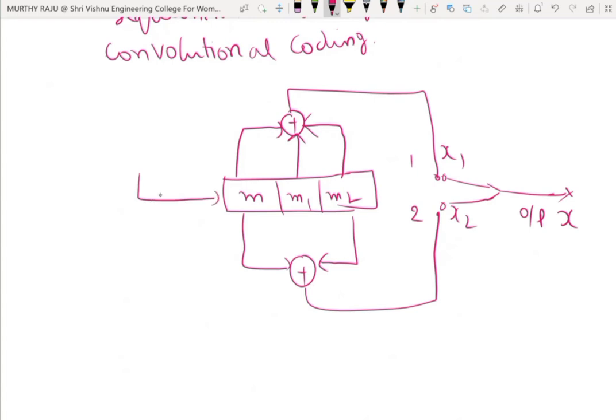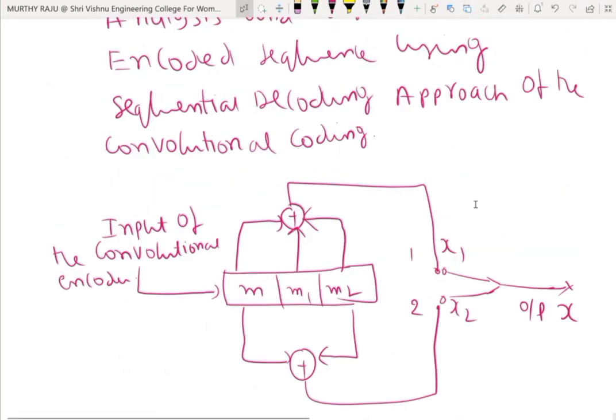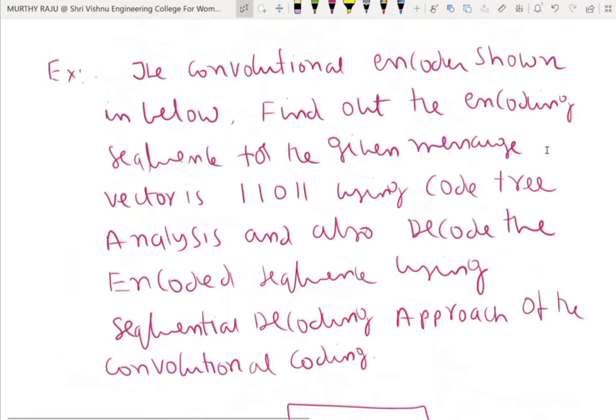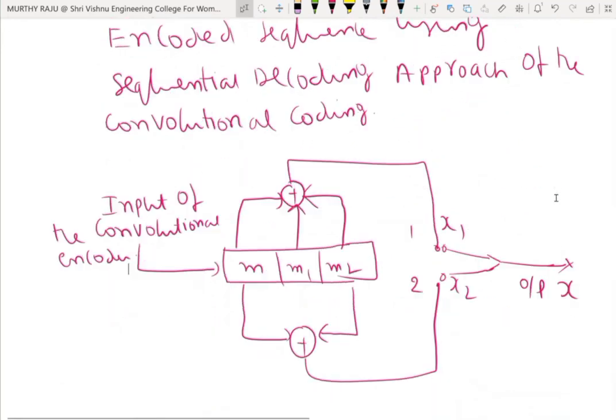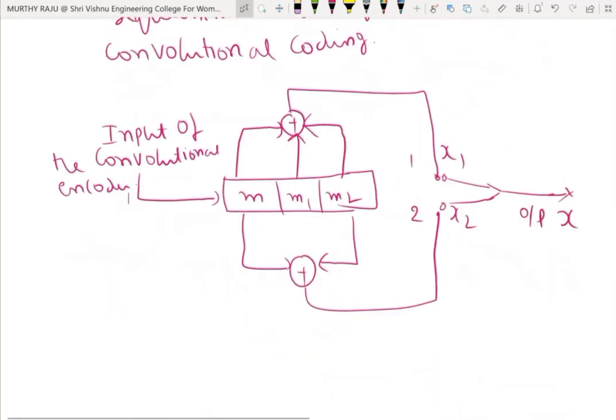Here is the input of the convolutional encoder. The given problem: find out the encoding sequence for the given message vector. Here M is equal to 1 1 0 1 1.